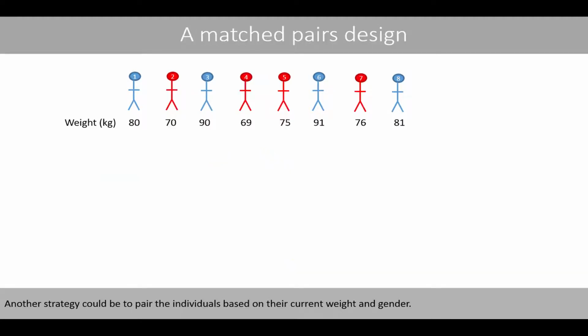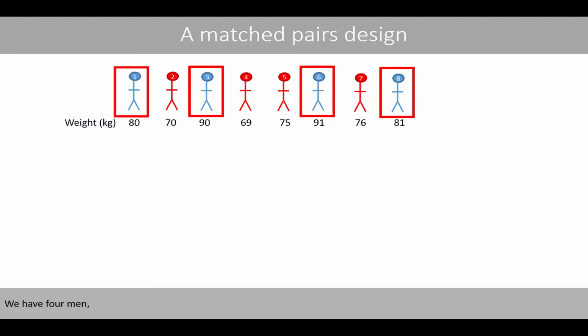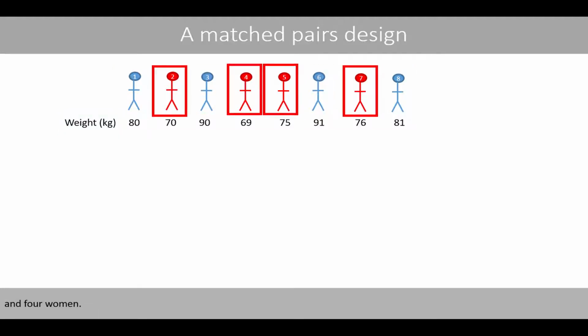Another strategy could be to pair the individuals based on their current weight and gender. These numbers represent the body weight of the 8 individuals before the treatment. We have 4 men and 4 women.